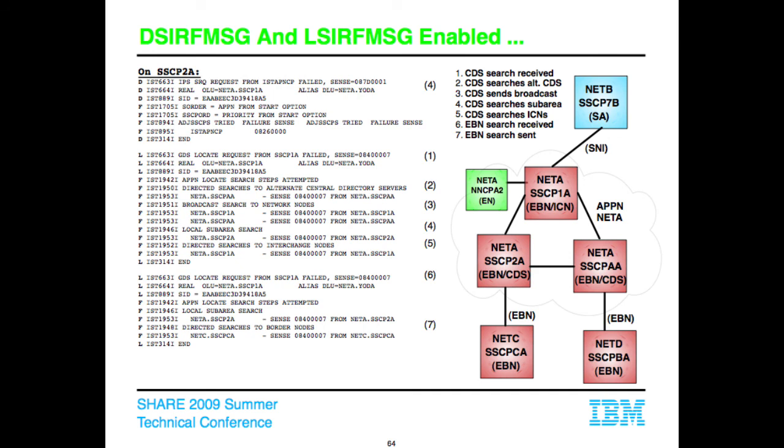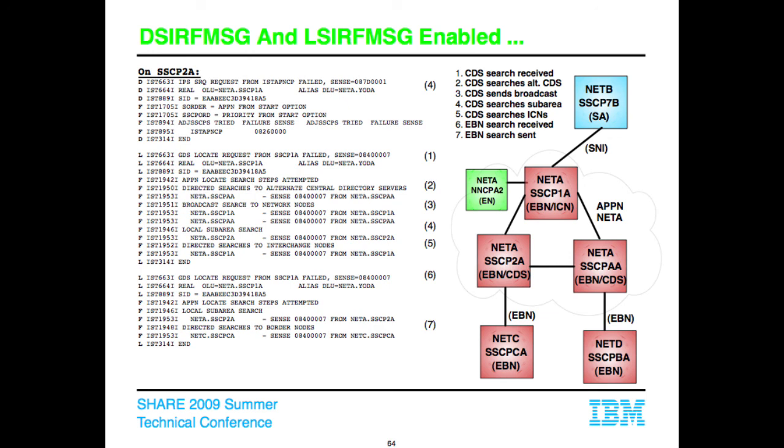When the request came into 2A, it was a central directory server search that came in. So the first thing that I did was query my alternate central directory server, which would be AA. And then I did a broadcast search of the network nodes. Remember, it's the central directory server's responsibility to do the broadcast search. Then I search the local subarea side of my node. I do directed searches for my serial ICN search, and when that fails, I basically wrap it back up again.